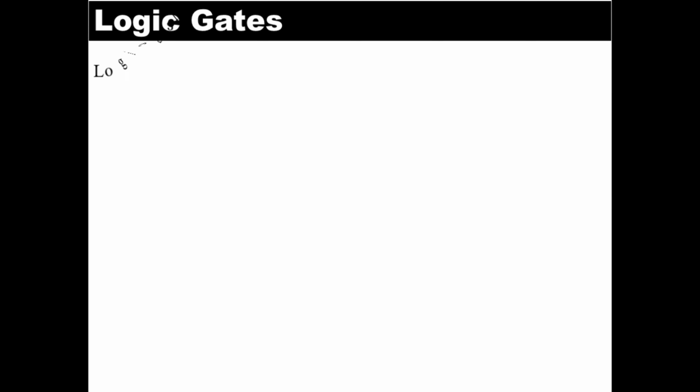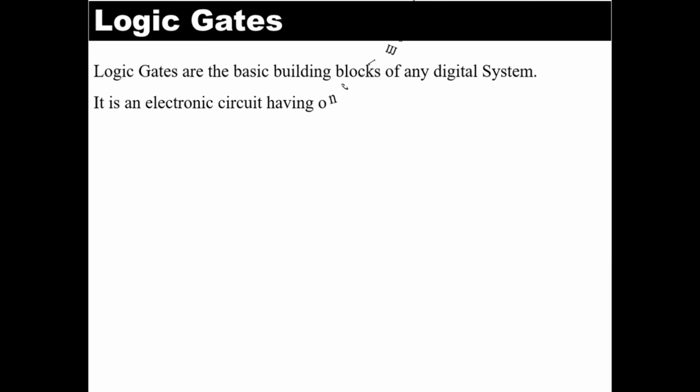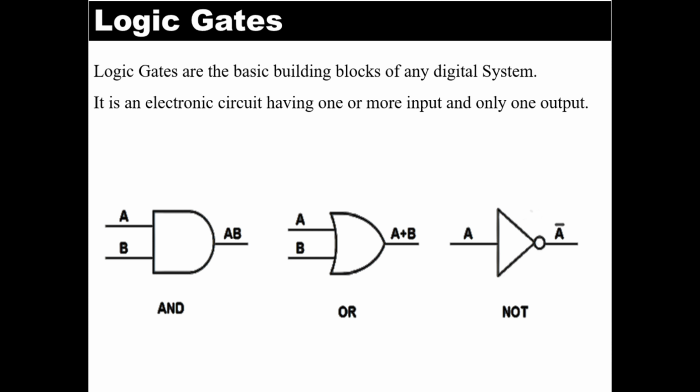Logic gates are the basic building blocks of any digital system. It is an electronic circuit having one or more inputs and only one output. The relationship between the input and output is based on a certain logic, and based on that, logic gates are named as AND gate, OR gate, NOT gate, etc. So at first, let's see the AND gate.